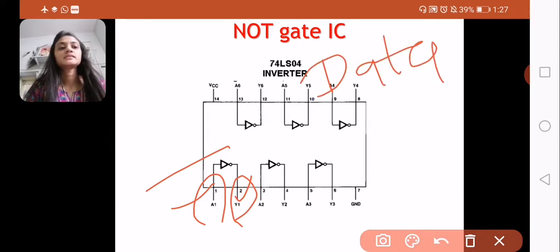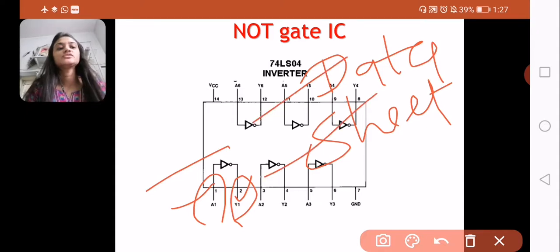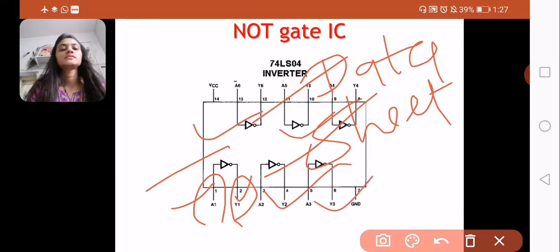Every IC, or every electronic component, has its data sheet. You can easily find it on Google. Everything is given in the data sheet, including which pin you have to connect. So there is no need to remember it, you can easily find it out.